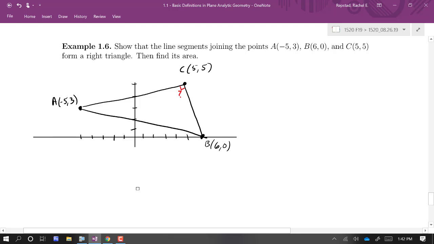Since we've already established on the last page that if they're perpendicular, their slopes will be opposite reciprocals, and I've got all the coordinates, finding the slopes will be a fairly simple process. So let's find the slope of AC and the slope of BC. Slope is y2 minus y1 over x2 minus x1. I'll call the C point my x2, y2 here. So that'll be 5 minus 3 on top over 5 plus 5 on the bottom, which is 2/10 or 1/5.